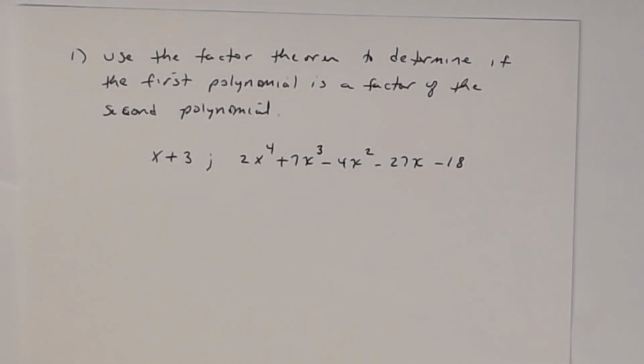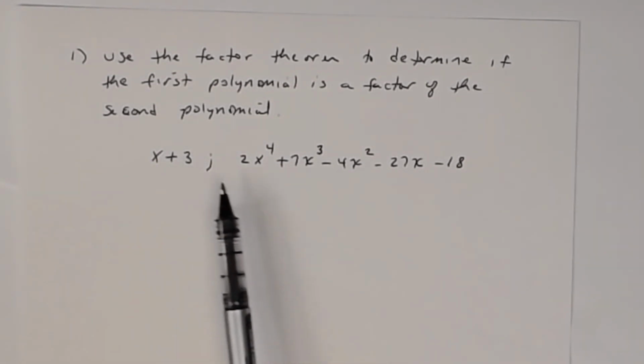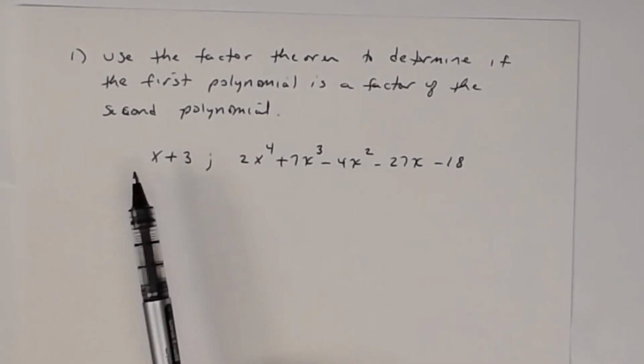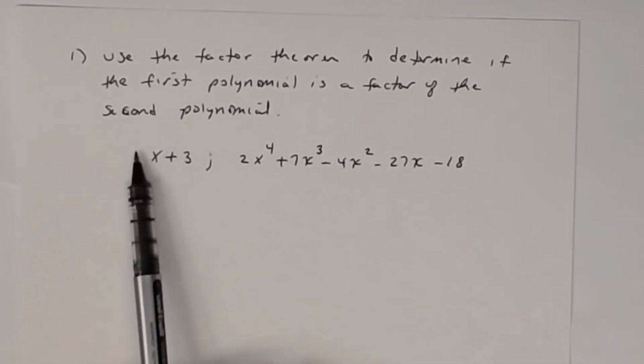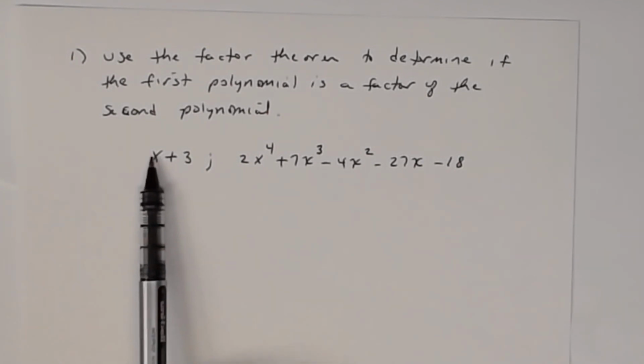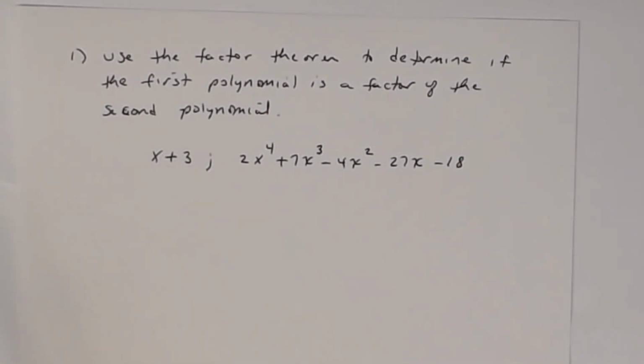Okay, so number one, use the factor theorem to determine if the first polynomial is a factor of the second polynomial. All right, so notice this is our first polynomial, this is our second polynomial. Since the first polynomial, this right here, is going to be our divisor, is linear and has a coefficient of 1 for x, then I can use synthetic division.